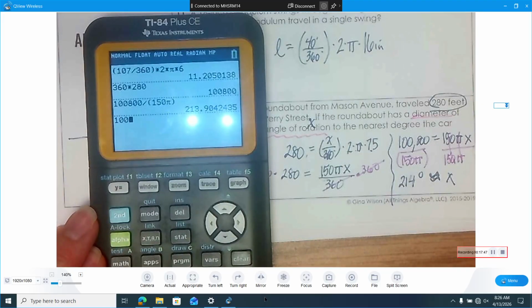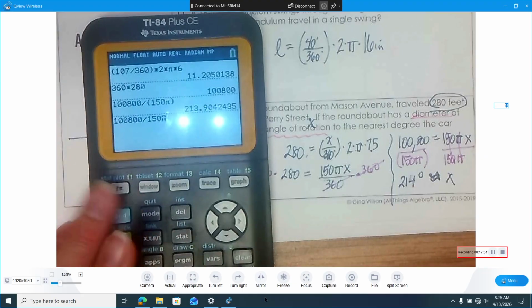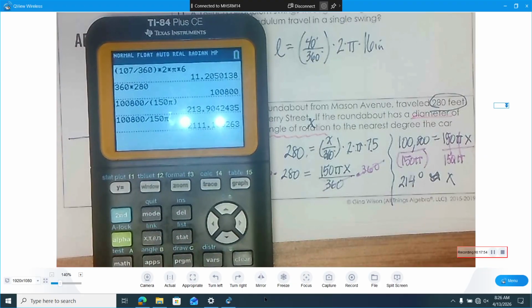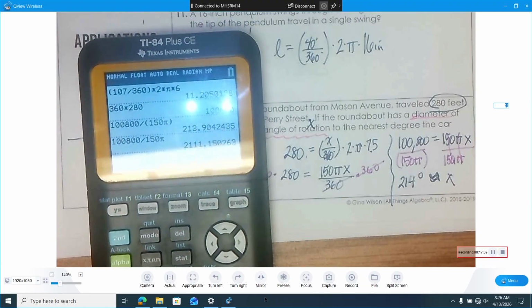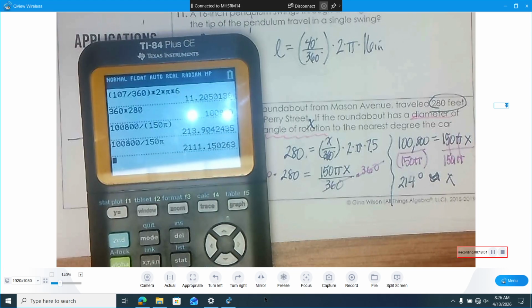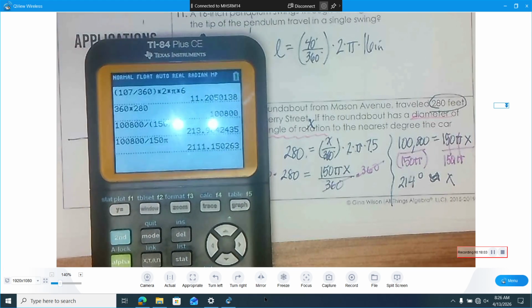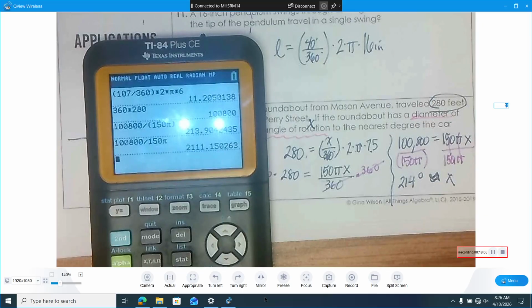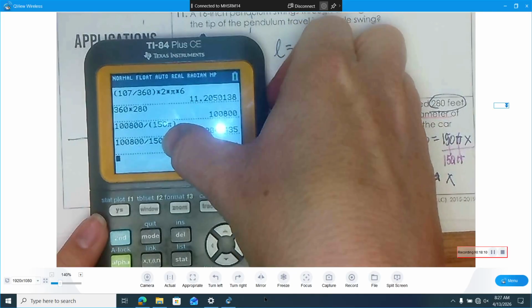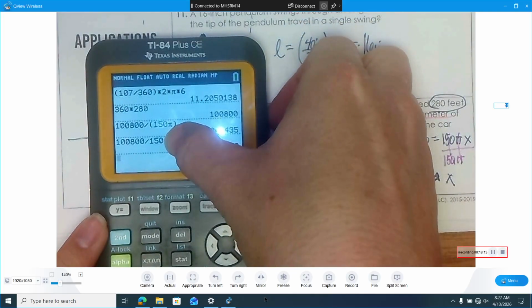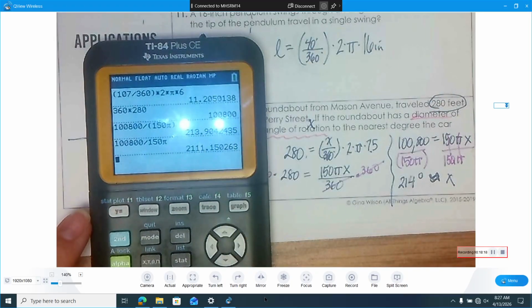If you did 100,800 divided by 150 pi, you'll notice we do not get the same answer. Very different answer there. And that's super important. This is the number one mistake on calculators. Your calculator does order of operations. It does exactly what you tell it to do. So what it's doing is taking our 100,800 and dividing it by 150, and then multiplying it by pi. That's exactly what you told it to do, all right?